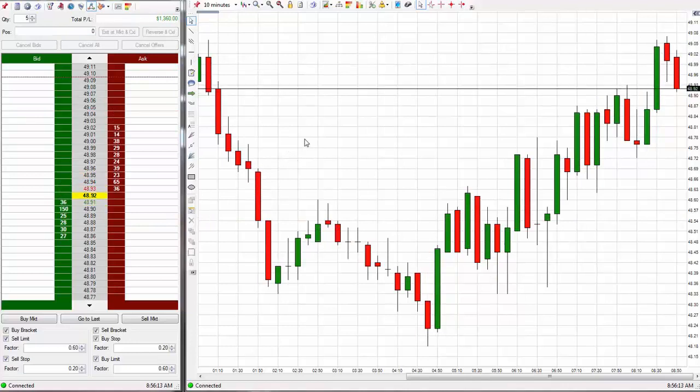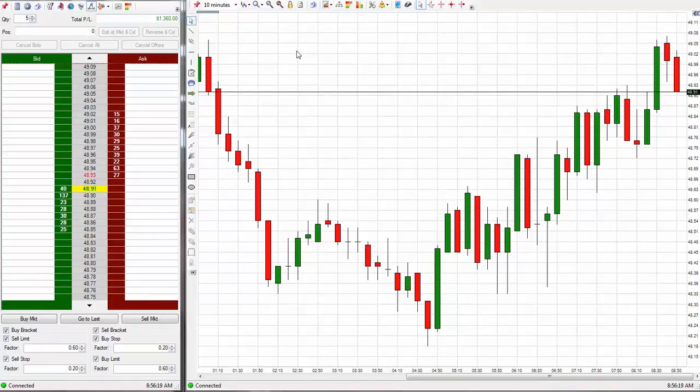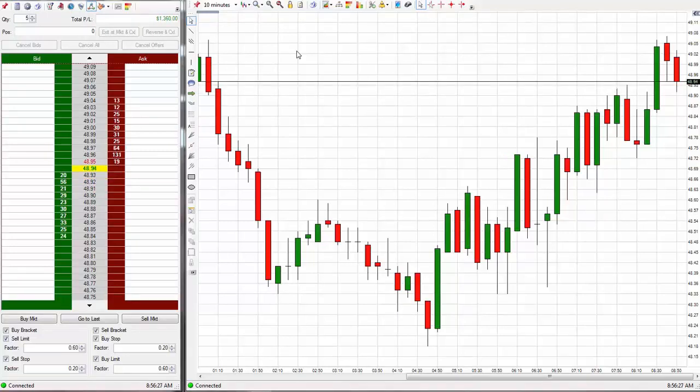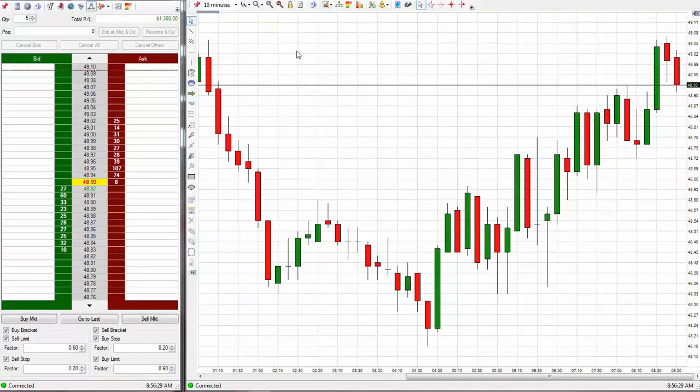Okay, it's come down to hit the stop, so I am out of this trade. Ended up with 1360, which is over 20 ticks. Let's see, 2, 4, 6. It's like 27 ticks or so. Anyway, I am going to get going.